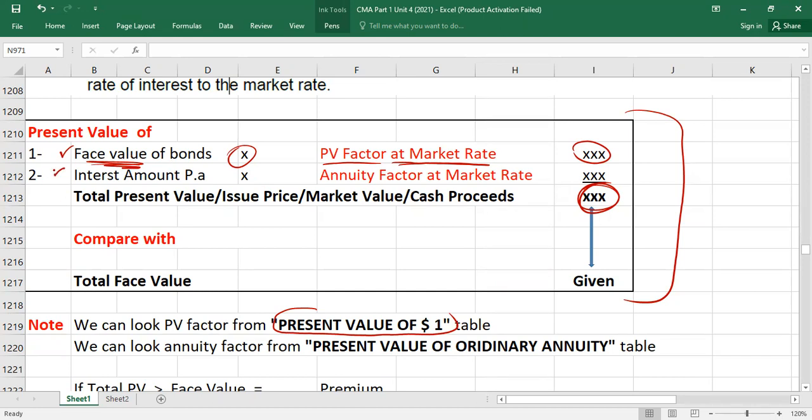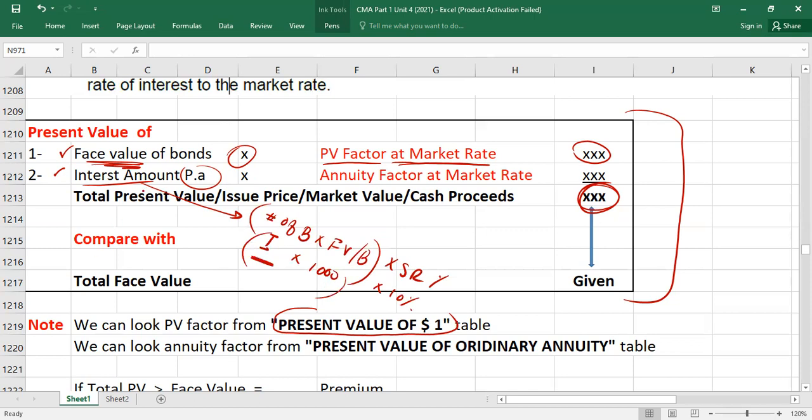Then what you have to do? Number 2. You have to calculate the present value of the interest amount also. And this interest we are assuming here per annum. How will the interest be calculated? As I told you before, apply this formula: number of bonds multiplied by face value per bond, multiplied by the stated rate. Don't multiply here with the market rate. Here you have to multiply with the stated rate. Make sure. I'm assuming number of bonds is 1, face value of bond, let's assume 1000, and stated rate is 10%. This is how you will get the interest per annum for one bond.